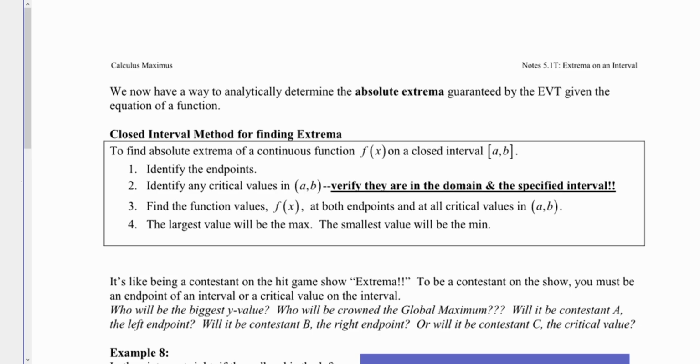So now we have a way to analytically determine them. To find the absolute extrema of a continuous function on a closed interval, the steps you should take are: identify the endpoints immediately, identify any critical values, remember that they have to be in that interval, where the derivative is equal to 0 or undefined, and find the function values at those points. Whatever the biggest one is is the maximum, whatever the smallest one is is the minimum.